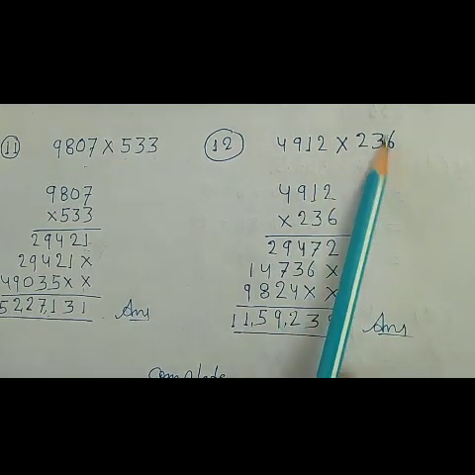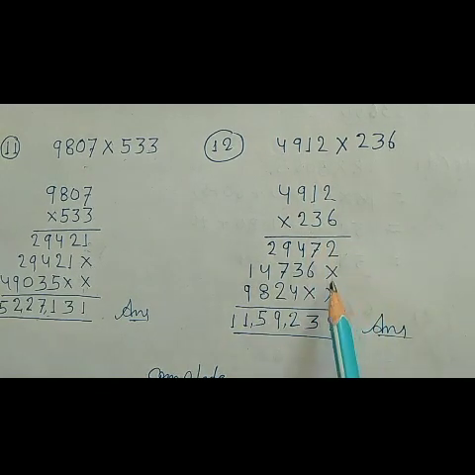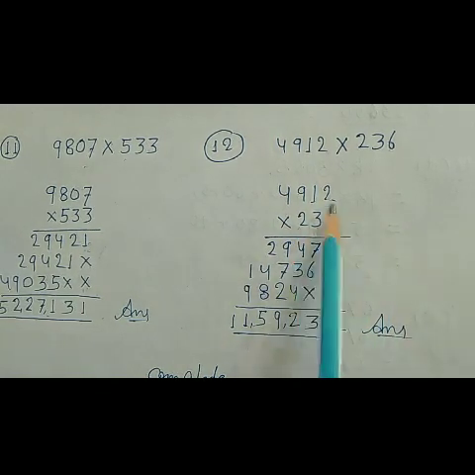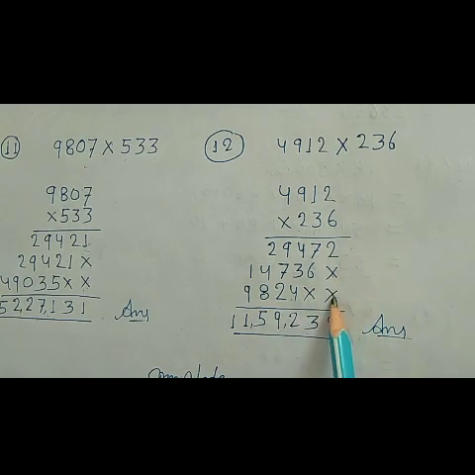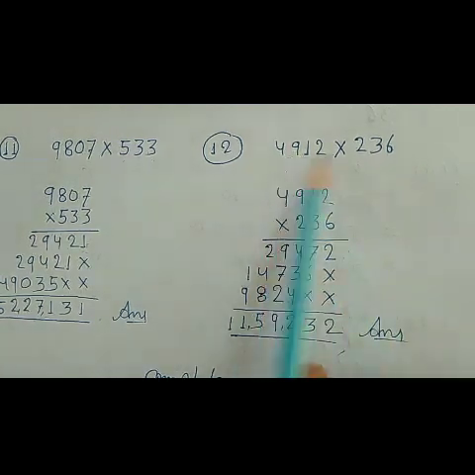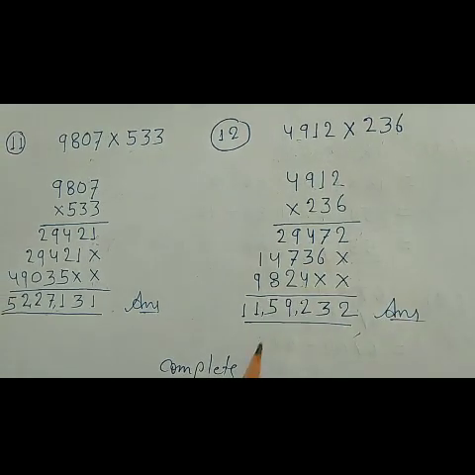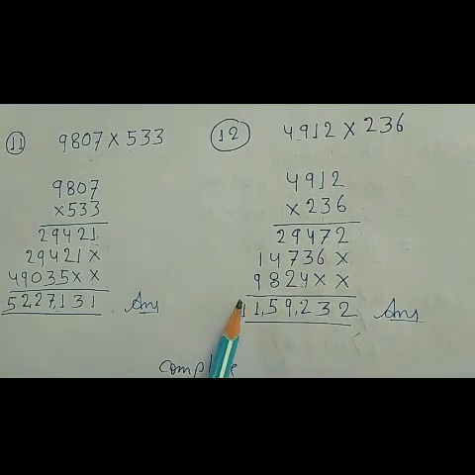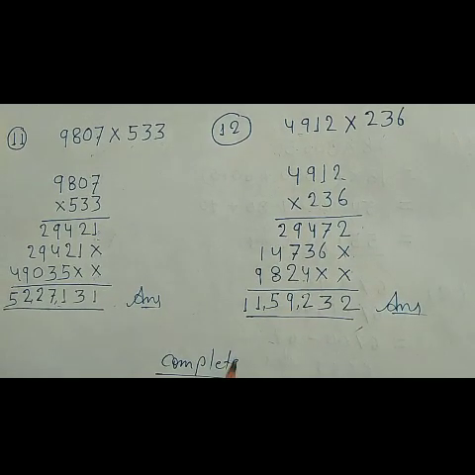First of all multiply by 6, we will get this number, then multiply by 3, we will get this number, then multiply by 2, we will get this number. Now add all these three numbers, so this will be the answer there. This is called the product of these numbers. I hope you have understood properly. Remaining parts 1 to 8 you will solve by yourself. This exercise is complete now.